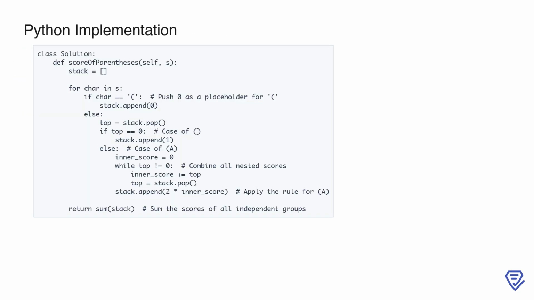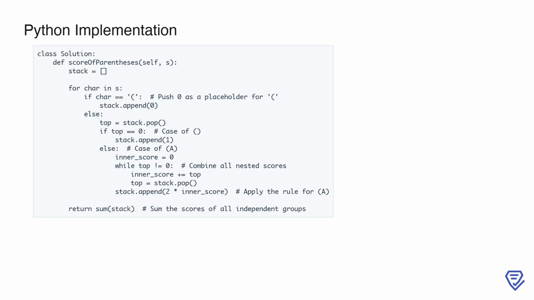The provided Python implementation calculates the score of a balanced parentheses string using a stack. The main idea is to process the string character by character and use the stack to keep track of scores for nested and independent groups of parentheses. First, a stack is initialized as an empty list. Each character in the input string S is then iterated over. If the character is an opening parenthesis, we push a 0 onto the stack. This 0 acts as a placeholder to mark the start of a group.